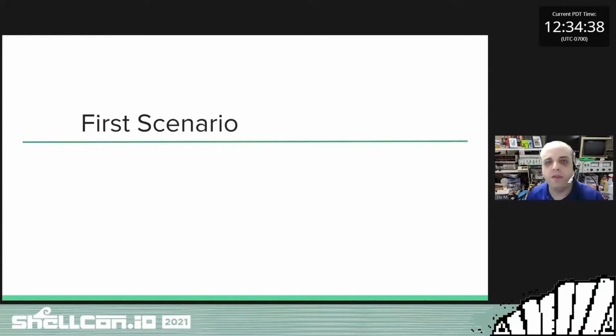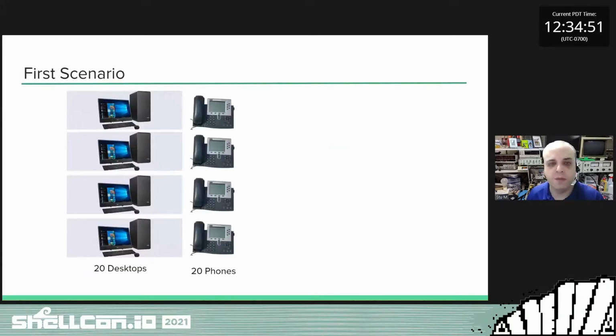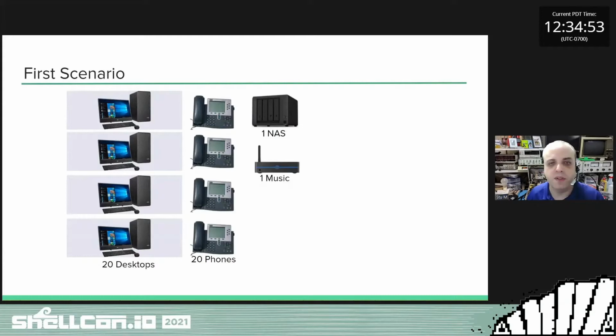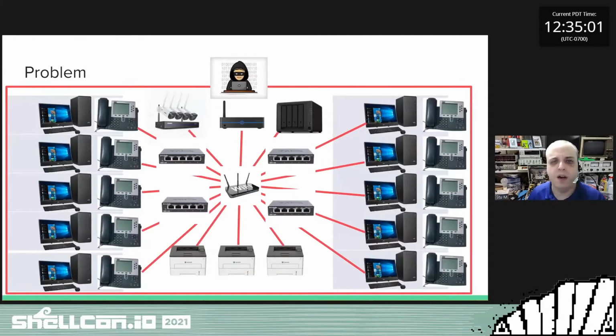Now, with that quick review out of the way, let's get into the first scenario. You are hired to work as a consultant for a small professional office. The office network consists mainly of the following: 20 computers, 20 phones, one file storage server, one music streaming device for background music, 4 printers, and a camera system. Most devices are to be hardwired.